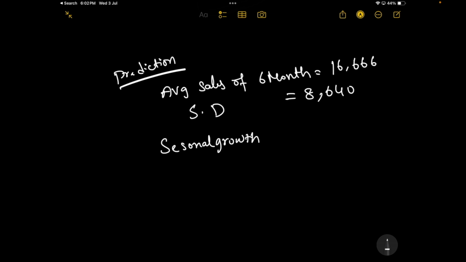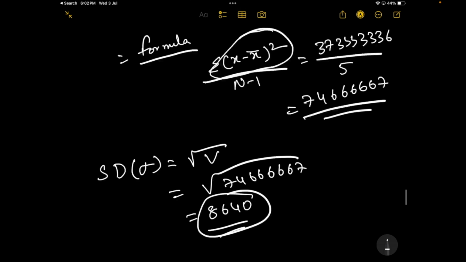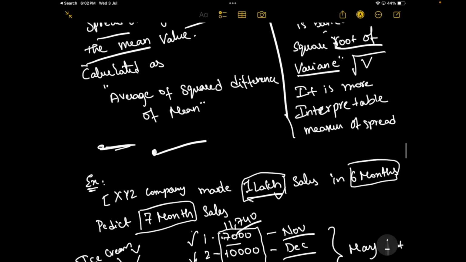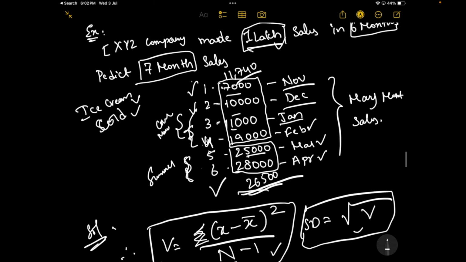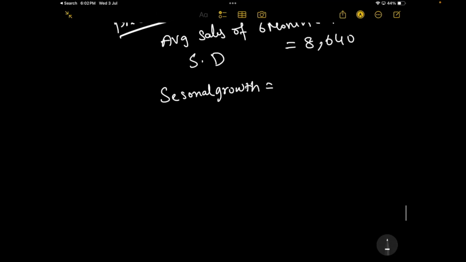See how to find seasonal growth. If you come here, this is the season, right? So the 5th and 6th month is the season. If you take the average, that is 26,500. And what is the average of the next 4 months combined? That is 11,740. So from 11,740 all the way to 26,500. This is an assumed value, I haven't done the calculation for this, but it would be somewhere around there.